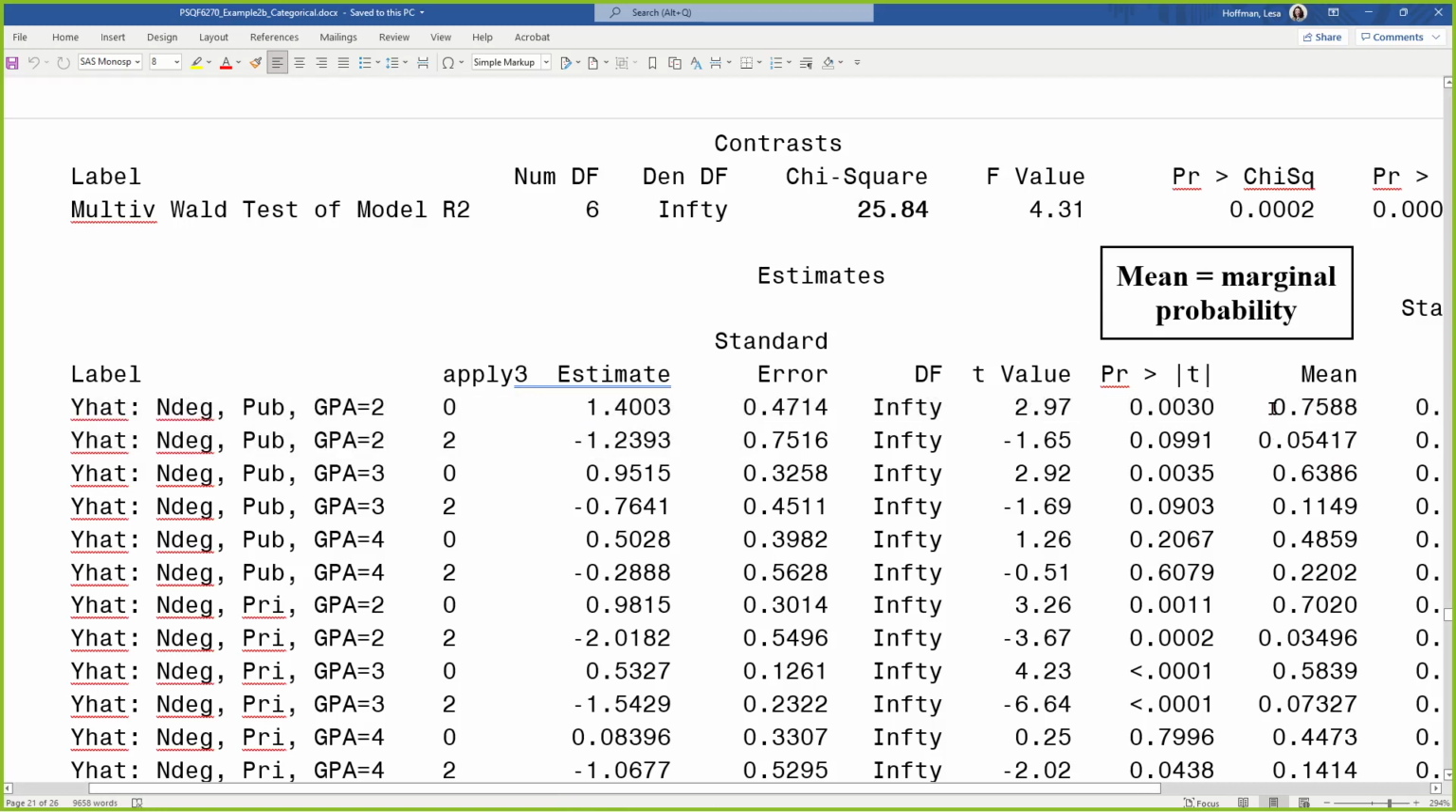And the same thing is true with these probabilities out here. They do not match. So this is a conditional logit, but this is a marginal probability.